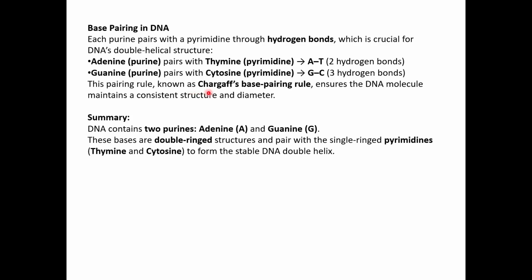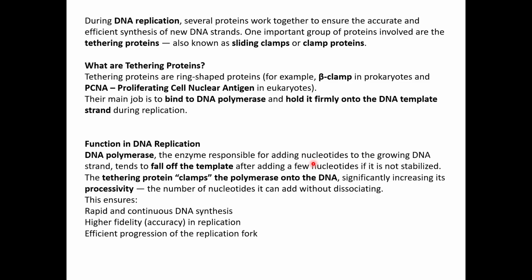This pairing rule, also known as Chargaff's base pairing rule, ensures the DNA molecule maintains a consistent structure and diameter throughout the length. So basically DNA contains two purines, A and G. These bases are double ring structures and pair with single pyrimidine rings, T and C, to form a stable DNA double helix. So this was about the DNA and their base pairs and the basic structure of it.